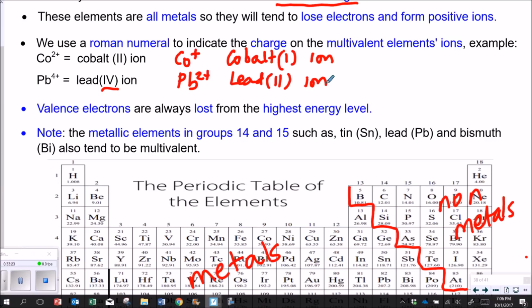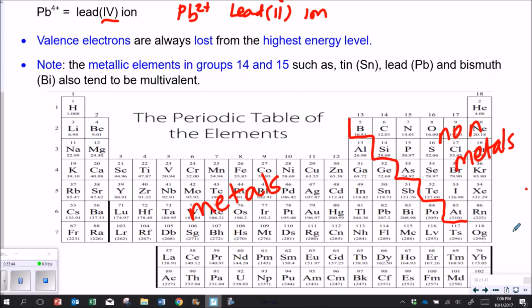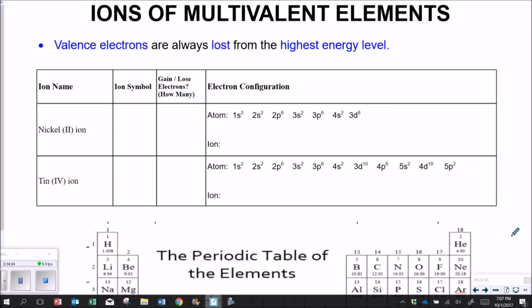The valence electrons, again, are always lost from the highest energy level. Note also that the metallic elements in group 14 and 15, such as tin, lead, and bismuth, are also multivalent. So let's do the electron configurations for some of those multivalent elements.